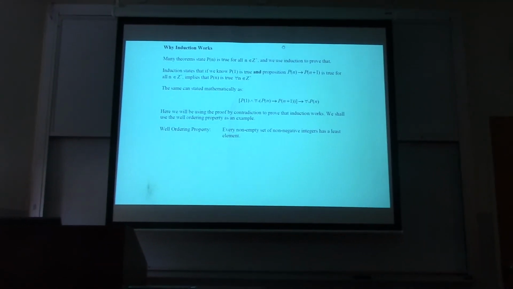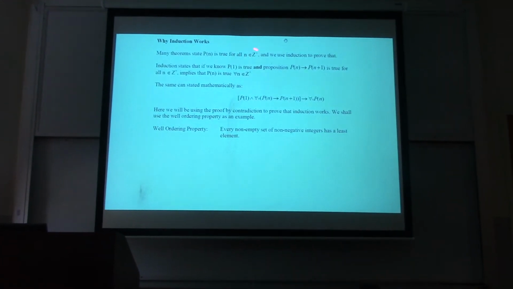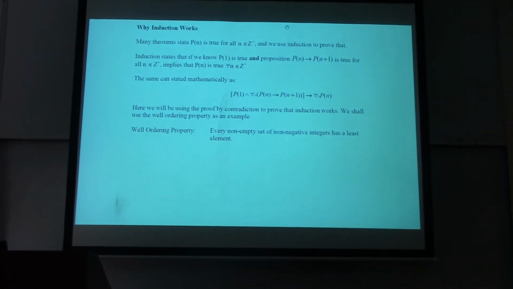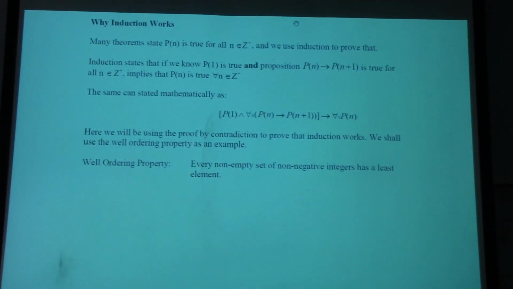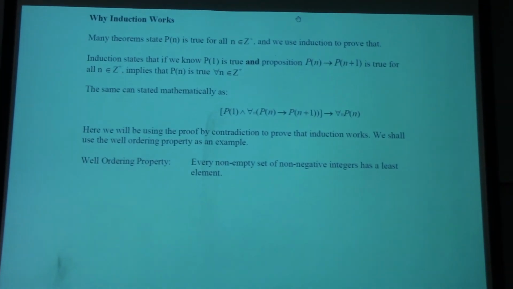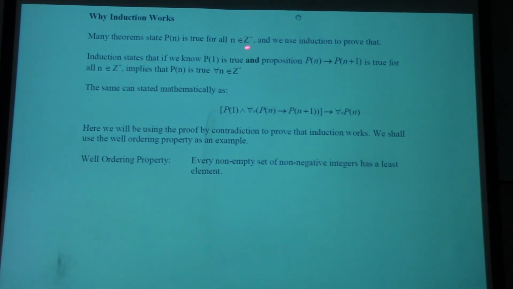So many theorems state that P of n is true for all positive integers, Z plus, positive Z. Z is integers. And we use induction to prove that. So induction says, for example, if we're trying to prove for positive integers, if we know that P of 1 is true, that's the first one, and the proposition P of n implies P of n plus 1 is true for all n, that implies that P of n is true for all n, which are positive integers.